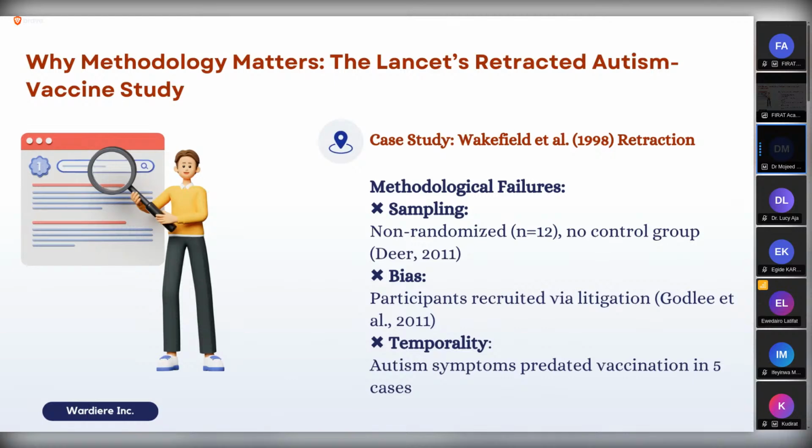Number three, temporality. Autism symptoms predated vaccinations in 5 cases. Can you imagine? There were 12 participants, almost 50% were already exposed. They were already having symptoms of autism. So the study was flawed. Let's go to the next slide.